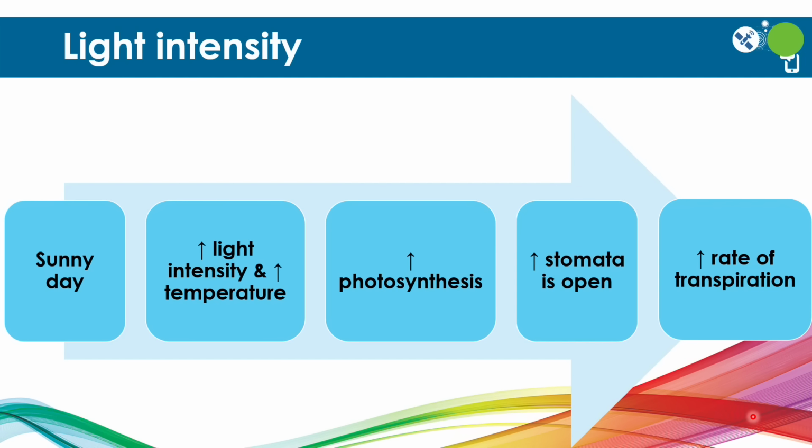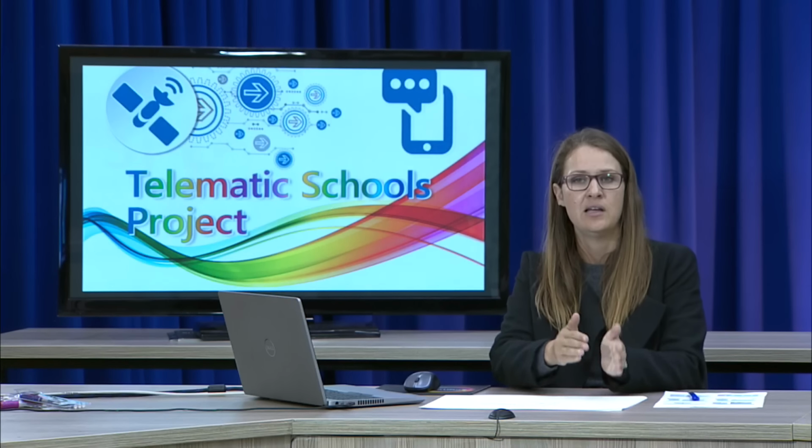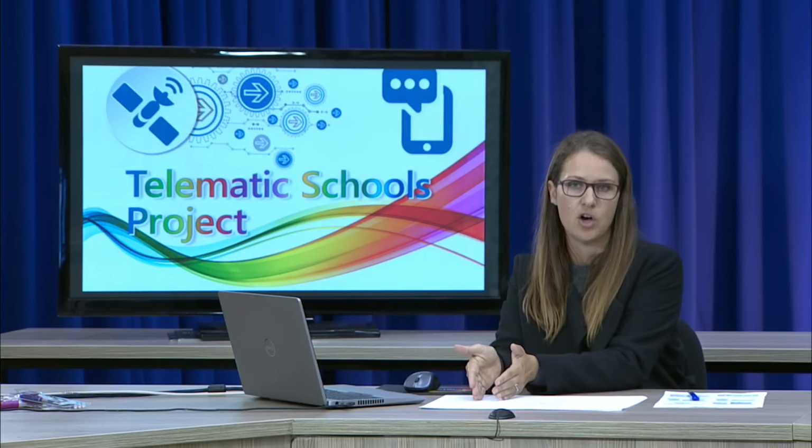Okay, so then the question is, how does light intensity affect our plant? So on a sunny day, we've got an increase in light intensity. The light's really bright. We also find that there's an increase in temperature. And together, both of these mean that we're going to have an increase in photosynthesis taking place. Due to this, our stomata will open. But the question is, why are these stomata opening? How is it possible that photosynthesis directly links to stomata opening?